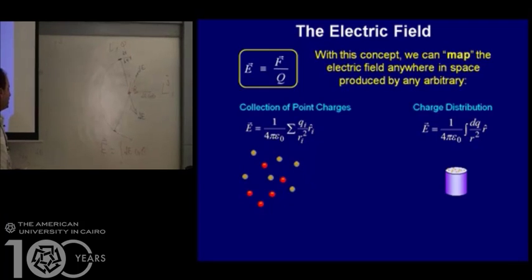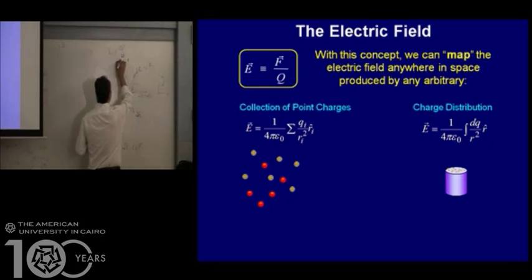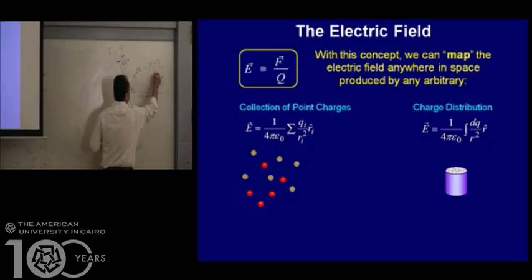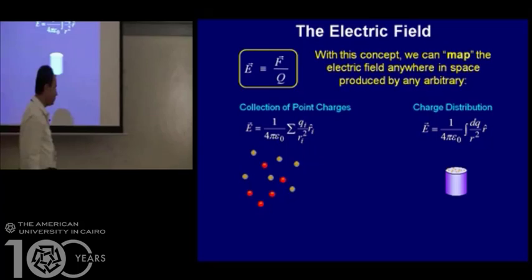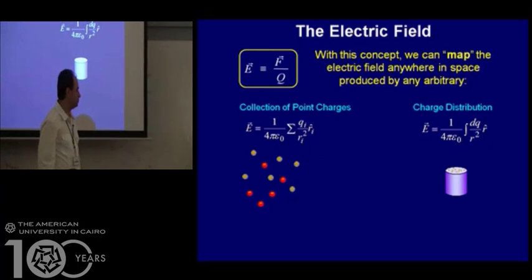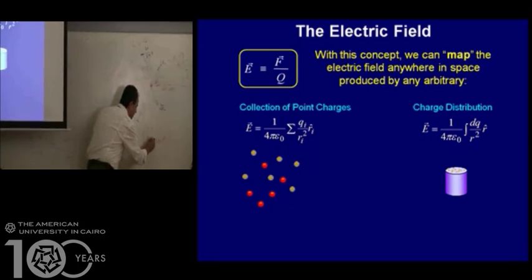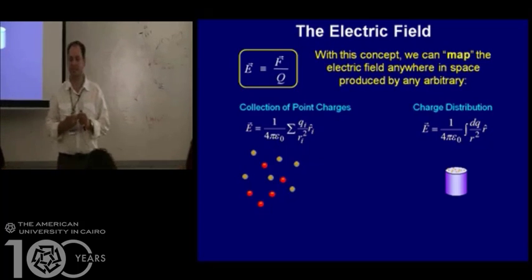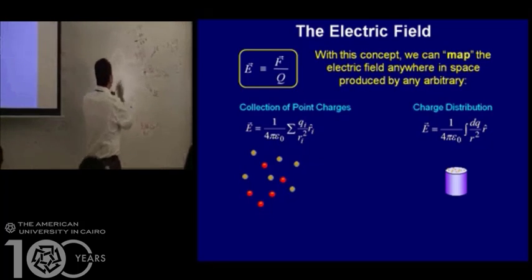Now, let's translate dE equals K dq over r squared, where r is the radius of the semicircle. Perfect. What's dq? K is a constant, and dq is lambda dx. I'm going to replace dq by lambda dx. Remind me, what is dx? It's the length of that part.